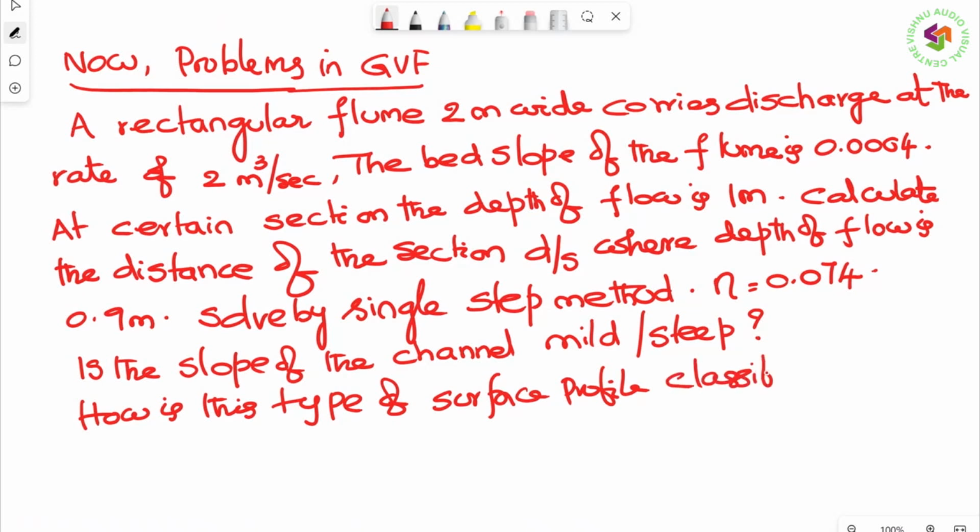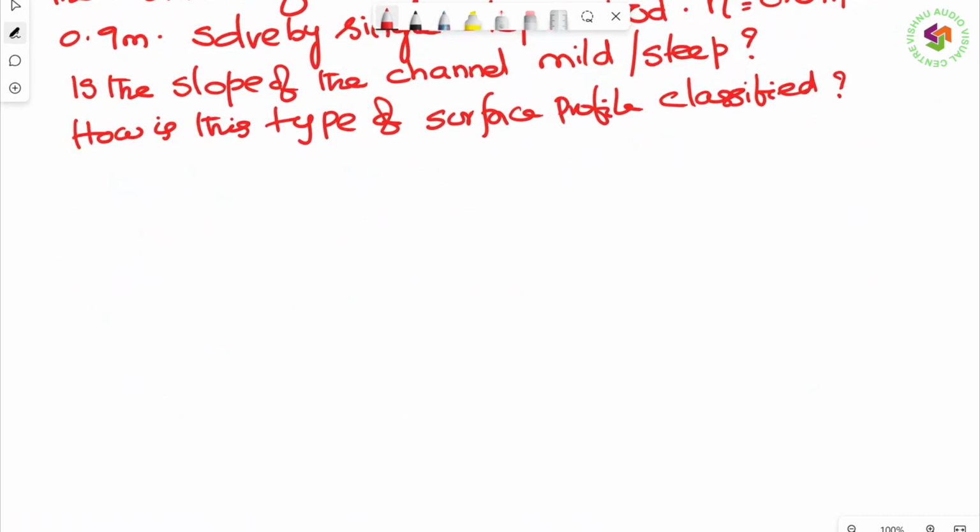So, in a single problem, you are asked to find out first the length of the surface profile. Then you're also asked to find out whether the slope of the channel is mild slope or steep slope, or what type of surface profile it is. How to solve it basically. Now, a rectangular flume 2 meter wide carries a discharge, also given, bed slope also given. At a certain section depth of flow is 1 meter. Calculate the distance of the section downstream where the depth of flow is 0.9. So what is our objective? From 1 meter to 0.9 meter, we need to find out the length of the surface profile.